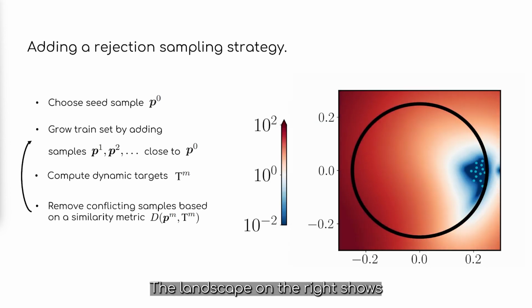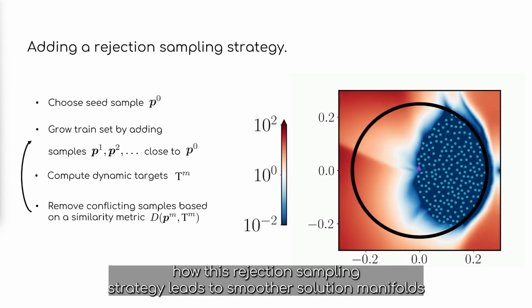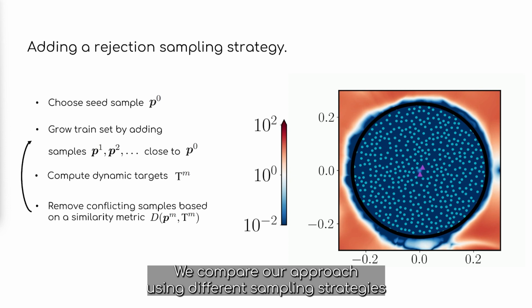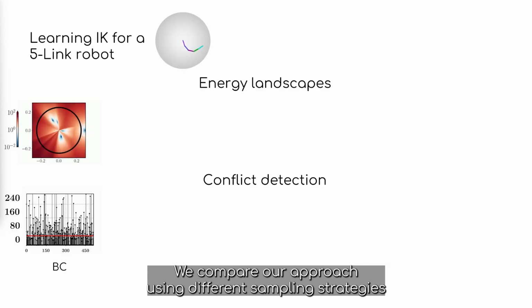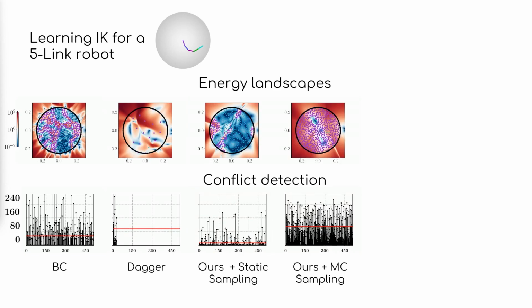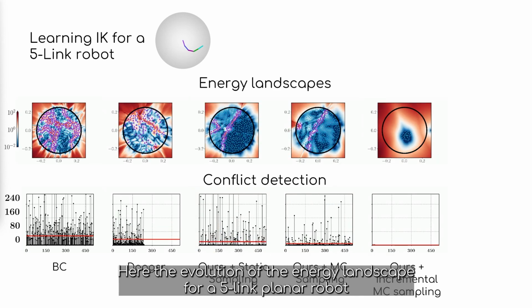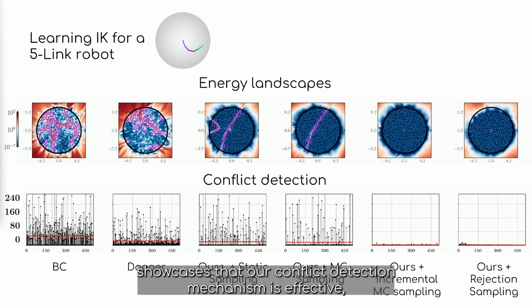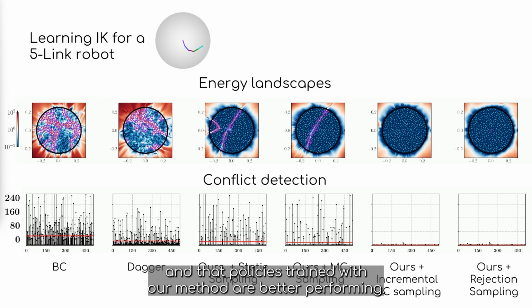The landscape on the right shows how this rejection sampling strategy leads to smoother solution manifolds. We compare our approach using different sampling strategies against behavioral cloning and Dagger. Here, the evolution of the energy landscapes for a 5-link planar robot showcases that our conflict detection mechanism is effective and that policies trained with our method are better performing.